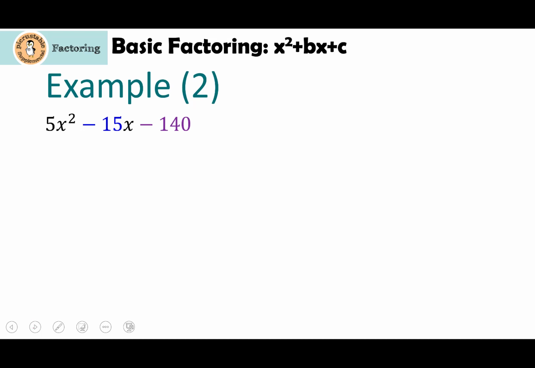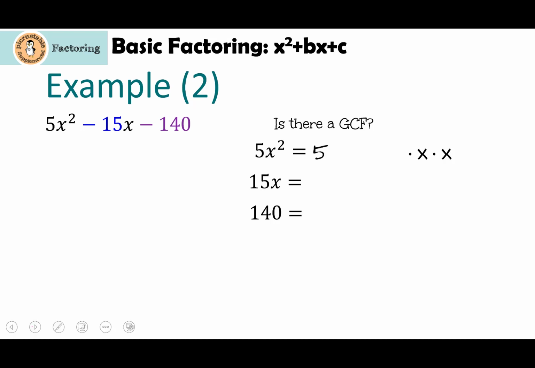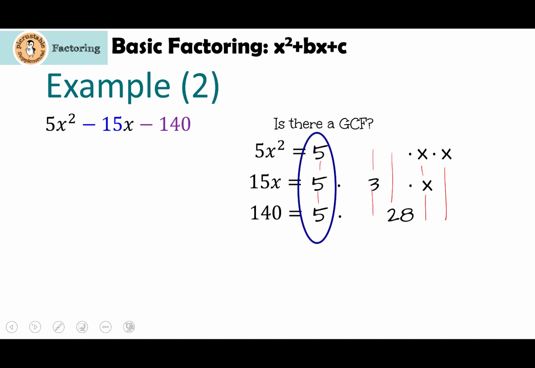Now let's try this one. With this one, we still have to ask, every single time, is there a greatest common factor? For some of you, you can see that it's 5. But for the rest of us, we need to multiply it out just to make sure. So I have 5 times x squared, 5 times 3 times x, and 5 times 28. Hopefully you notice that I'm putting like terms on top of each other. So the only factor that's in all of them is 5. So that turns out to be my greatest common factor.